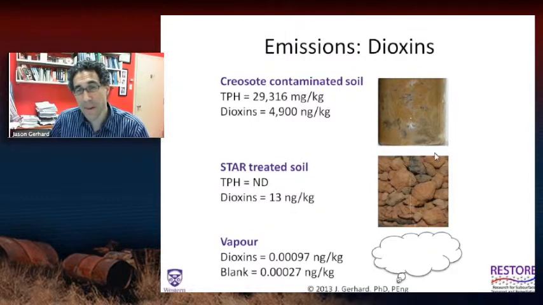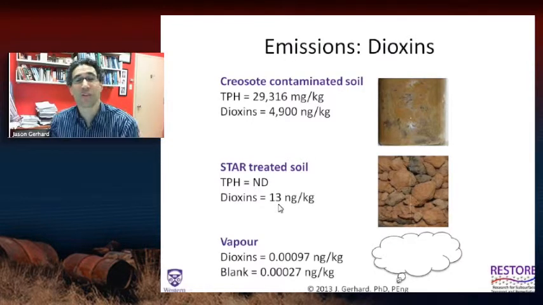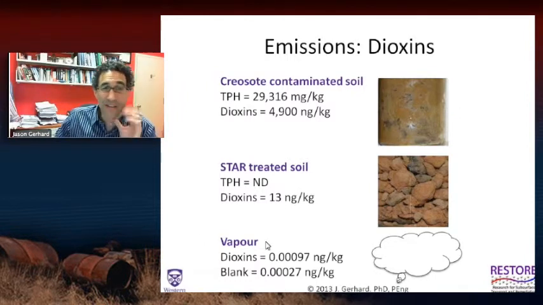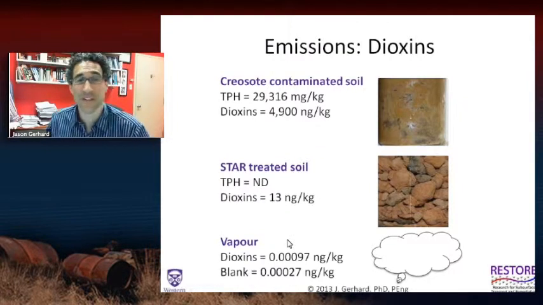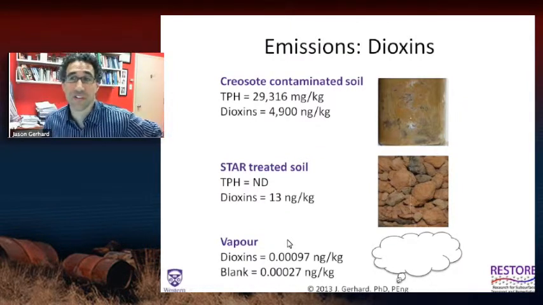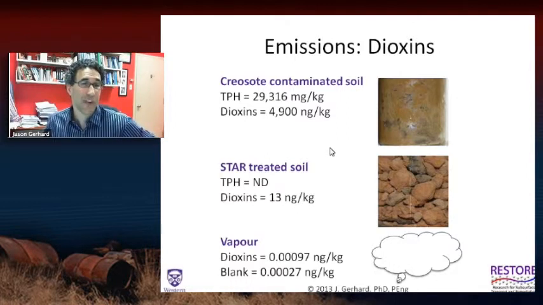It was all treated, and we ran it with a sort of chunky material at the end. And the soil went down to 13 nanograms per kilogram. So the question was, where did those dioxins go? And when we analyzed the vapor phase, we could see that there was virtually nothing in the vapor. We had basically the same value as the blank. And so what that tells us is that the temperature was sufficient essentially to destroy the dioxins. So that was very encouraging as well.